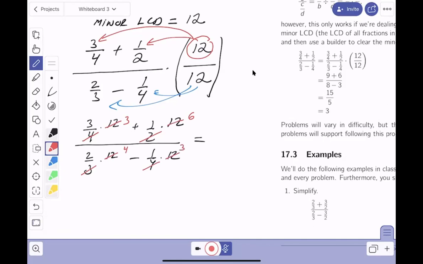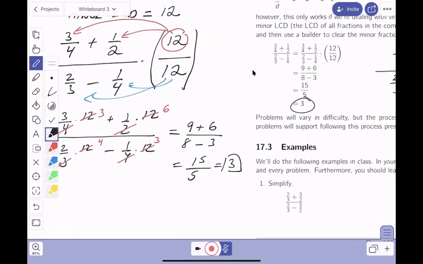Yes, I know it's a lot of writing. In time, it'll be much simpler. What do you get on top? 3 times 3 is 9, plus 1 times 6 is 6. What do you get on bottom? 2 times 4 is 8, minus 1 times 3 is 3. What's 9 plus 6? 15. What's 8 minus 3? 5. What's 15 divided by 5? Is 3. Are we getting the same answer? Of course we are.